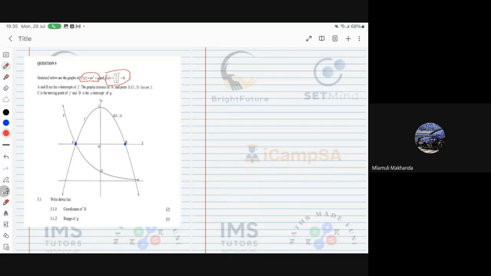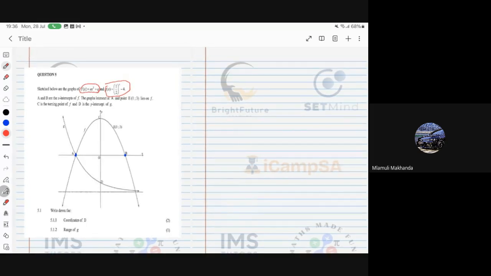Okay, so write down the coordinates of d. We find d on the exponential function. So let me put this here now. This is the exponential function, (1/2)^x − 4. And what did they tell us about d? That d is the y-intercept of g.